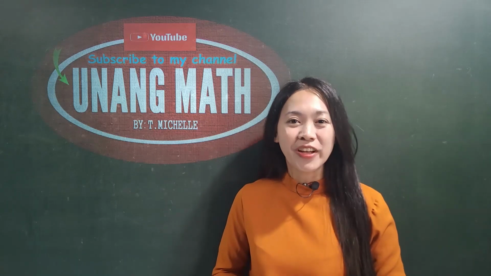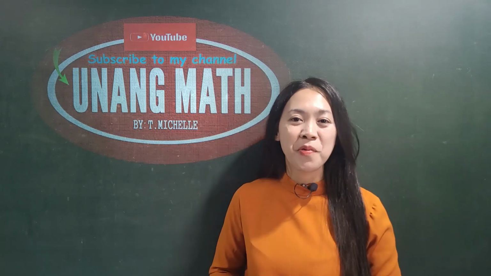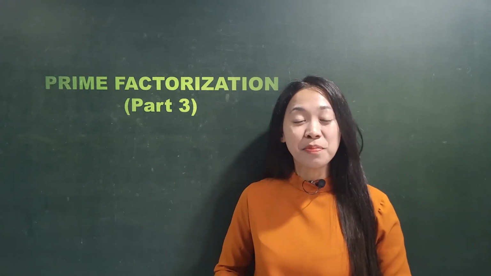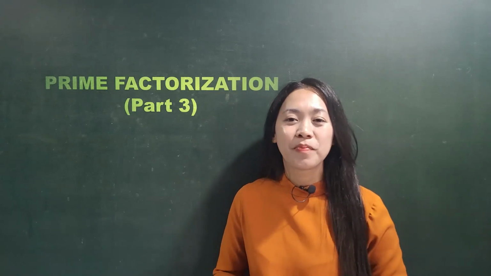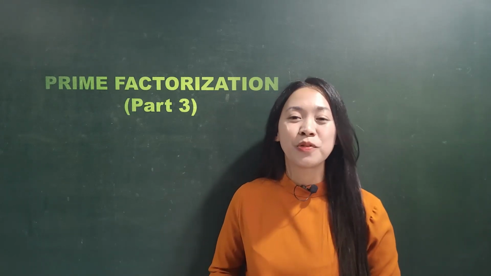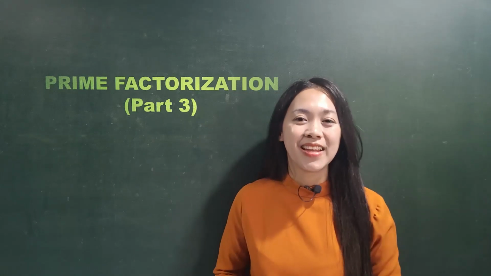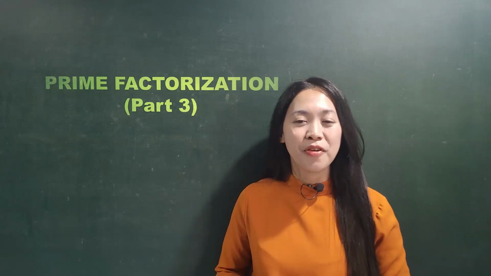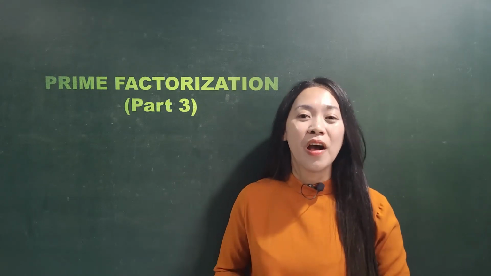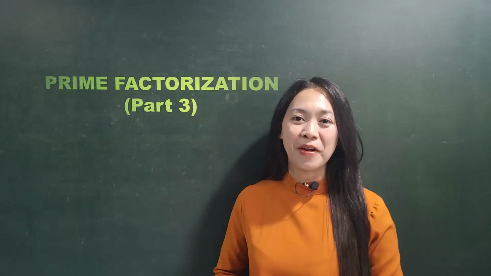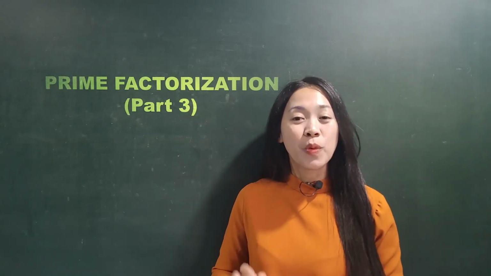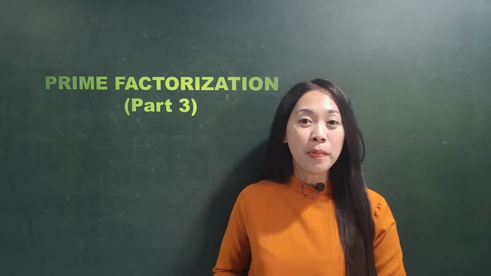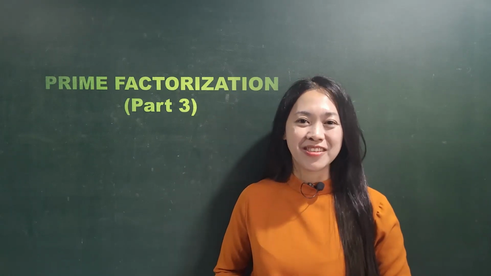This is episode 49 and for this episode, our lesson is still about prime factorization. And this is part 3 of this topic. In the previous episode, episode 48, we already studied the use of prime factorization, and that is prime factorization is used to find all the factors of a number. In this episode, we will study how to find the greatest common factor of numbers using prime factorization.